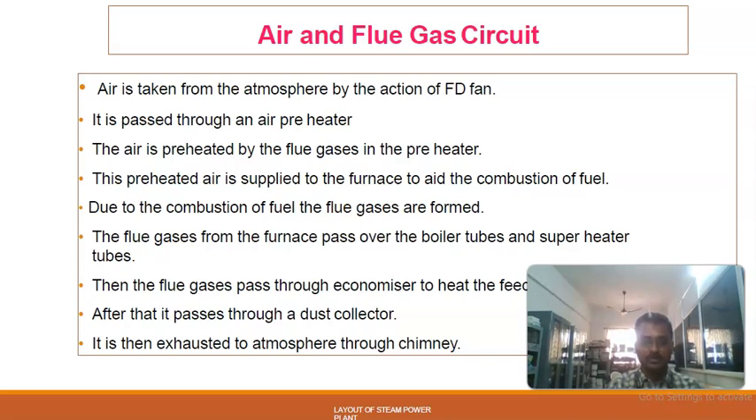Due to the combustion of fuel, the flue gases are formed. The flue gases from the furnace pass over the boiler and superheater tubes. Then the flue gases pass through the economizer to heat the feed water. After that, they pass through a dust collector. They are then exhausted to the atmosphere through the chimney.